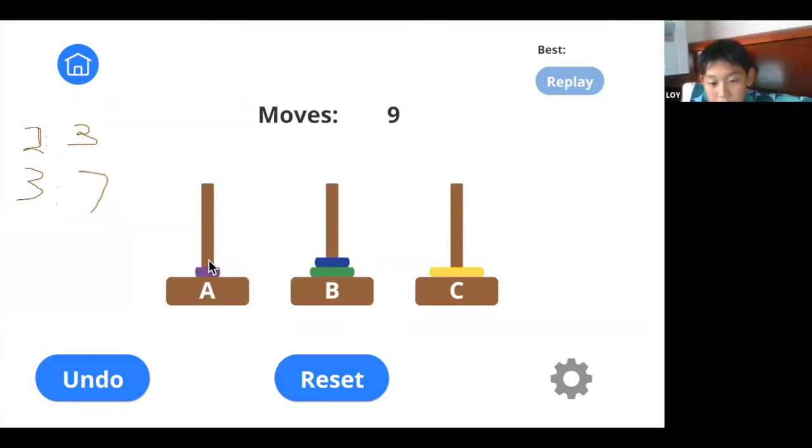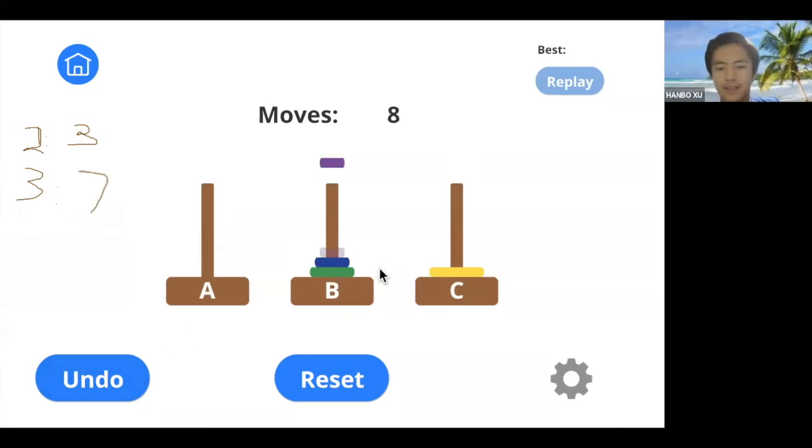You can move the... Maybe we should try, instead of moving the purple to A, maybe we should try to move it to C. Maybe we should see what happens then.